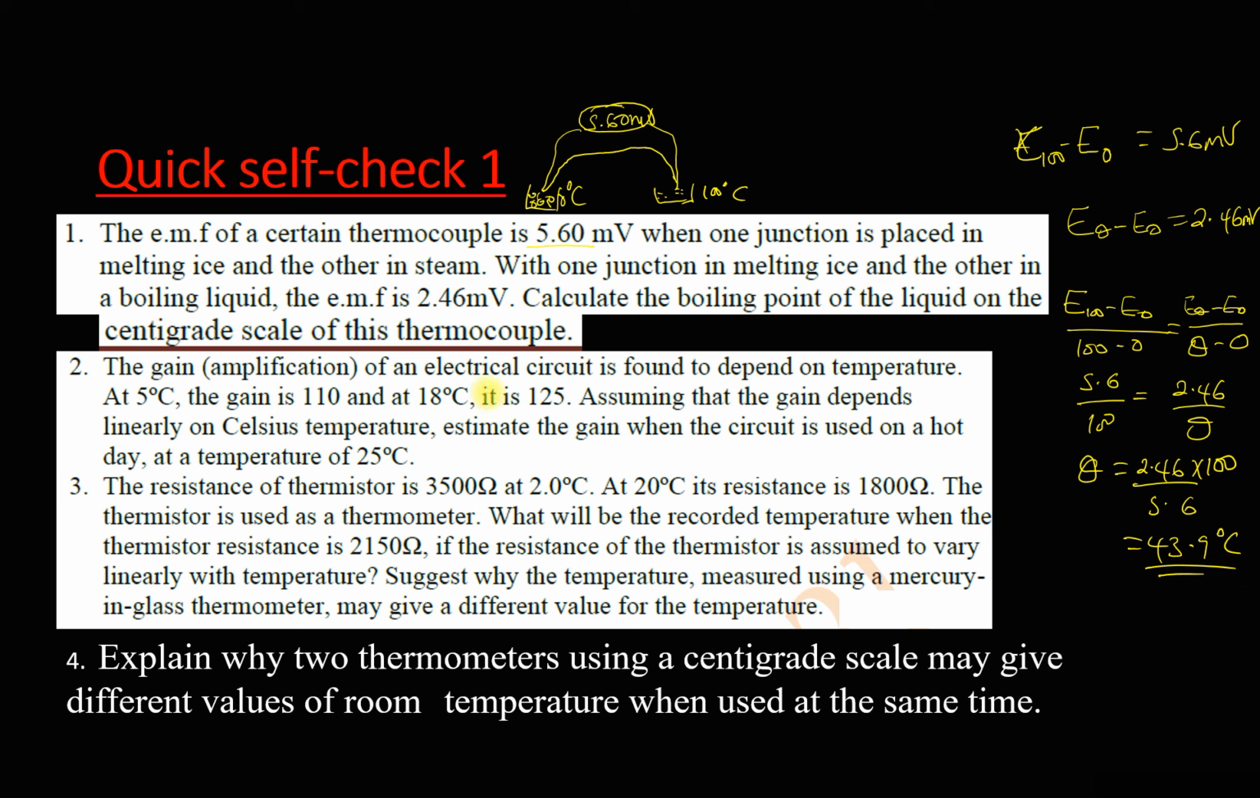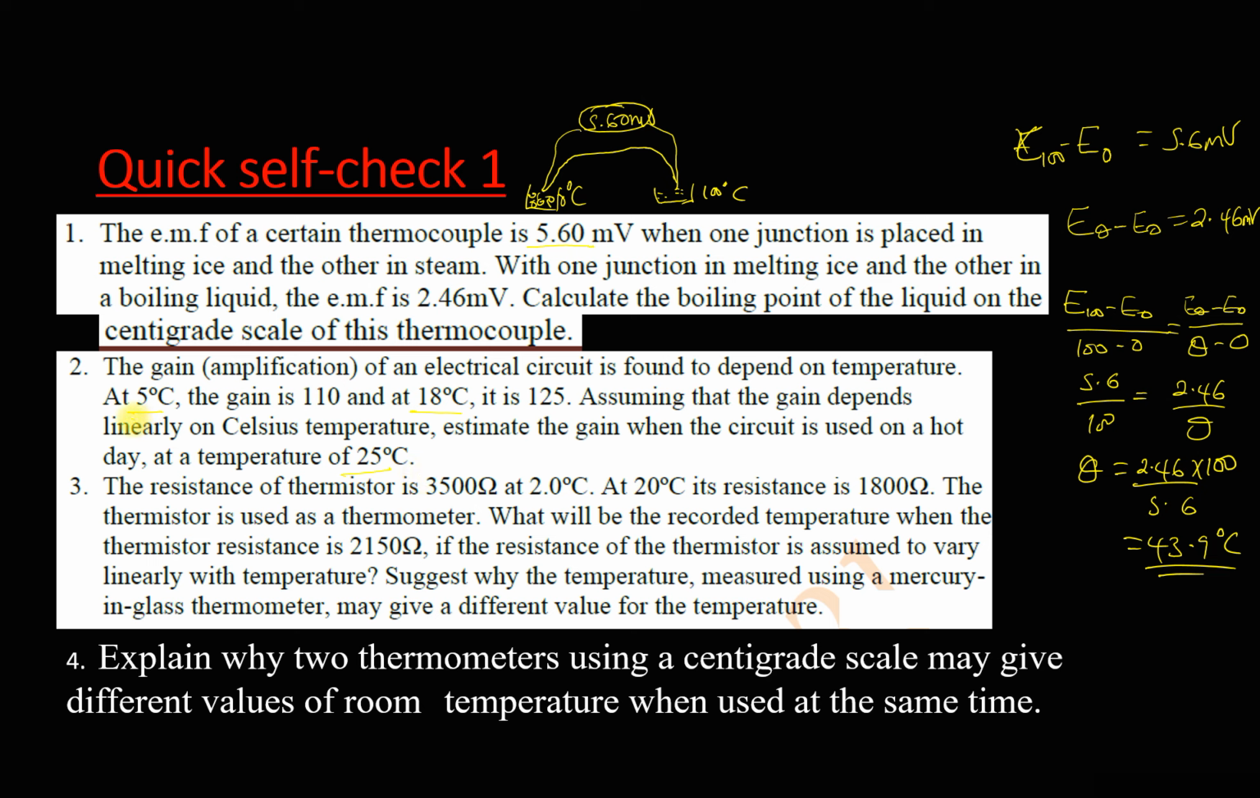The gain of an electric circuit is found to depend on temperature. At 5 degrees Celsius, the gain is 110, and at 18 degrees Celsius, it is 125. Assume that the gain depends linearly on Celsius temperature. Estimate the gain when the circuit is used on a hot day at a temperature of 25 degrees Celsius.